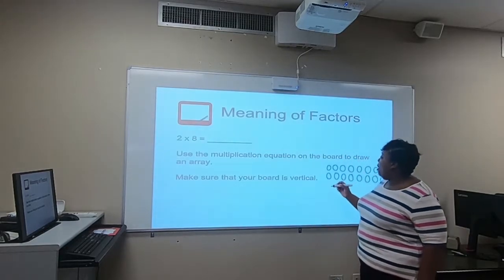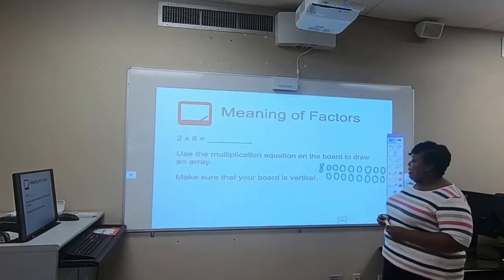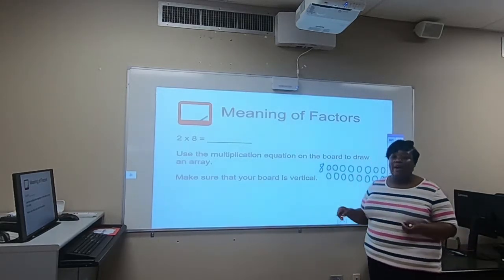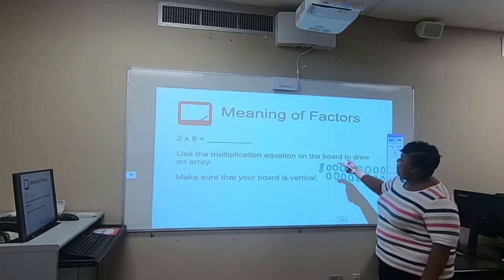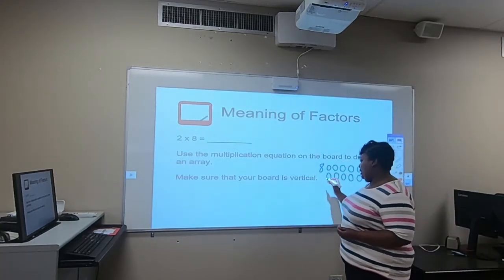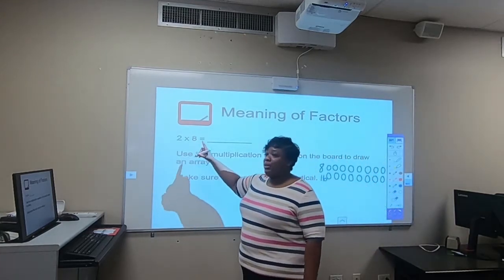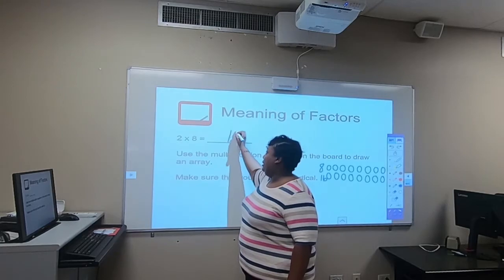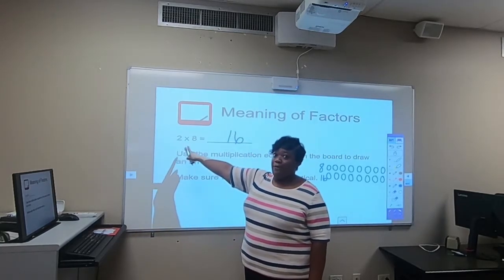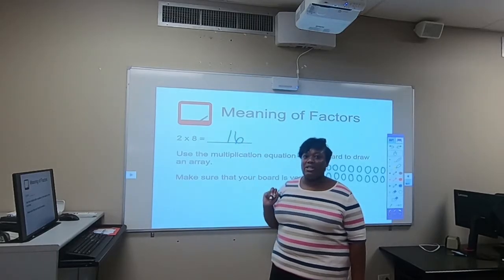So my first row has 8. Let's look at my second row. My second row I already know has 8 also. So if I add 8 plus 8, what do I get? 16. So I know that 2 times 8 equals 16. Number of groups times the size of the groups equals the total.